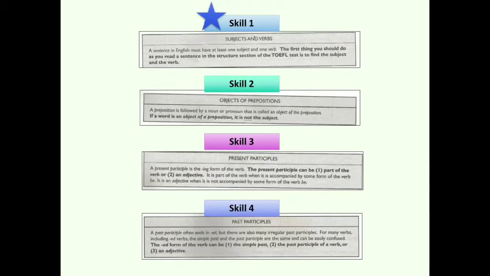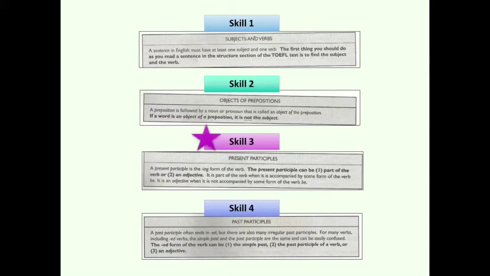Skill 1 is about subjects and verbs. Every sentence in English must have at least one subject and one verb. Skill 2 is about objects of prepositions. A preposition is followed by a noun or pronoun that is the object of a preposition. If a word is the object of a preposition, it is not the subject of the sentence.